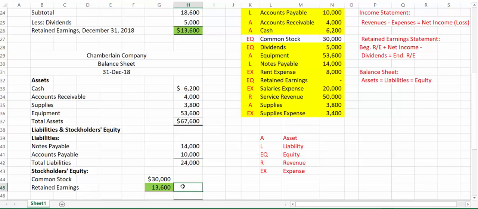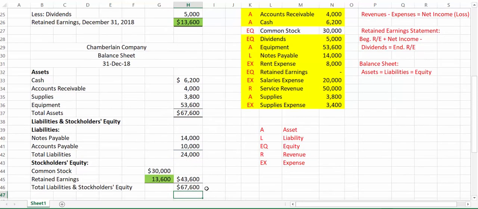Our total stockholders' equity is these two added together, which is going to be $43,600. And now we're going to cross our fingers, and we hope that our liabilities plus our stockholders' equity are equal to total assets. So this is equal to the $24,000 plus our stockholders' equity, and lo and behold, we have $67,600. So we're happy. Our balance sheet is in balance.